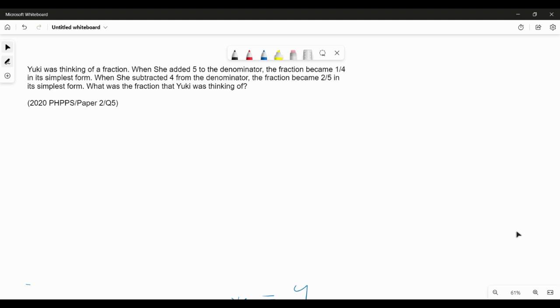Let's read. Yuki was thinking of a fraction. When she added 5 to the denominator, the fraction becomes 1/4 in its simplest form. When she subtracted 4 from the denominator, the fraction becomes 2/5 in its simplest form. What was the fraction that Yuki was thinking of? So first, every time we start, let's try to picture what the question is trying to say.